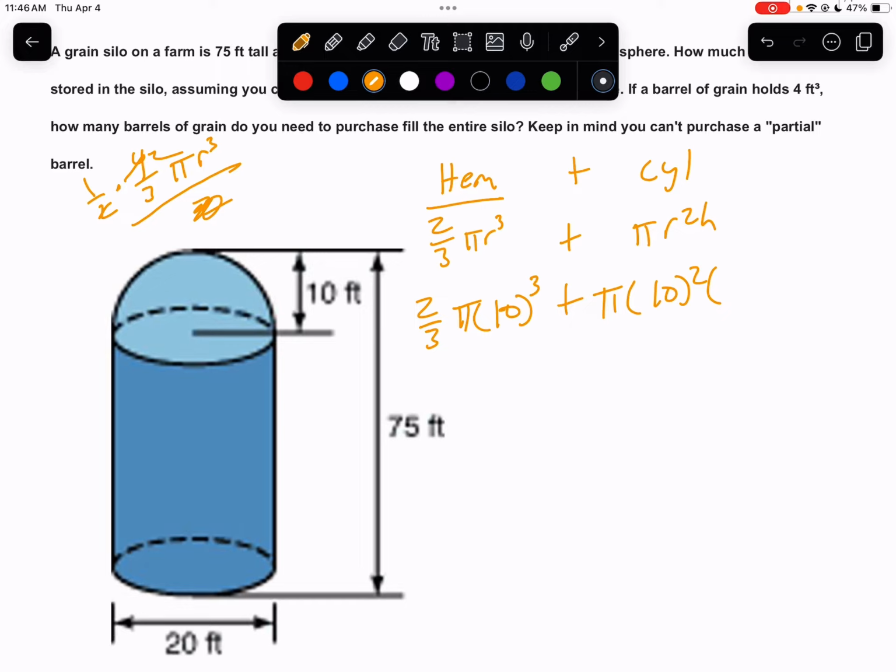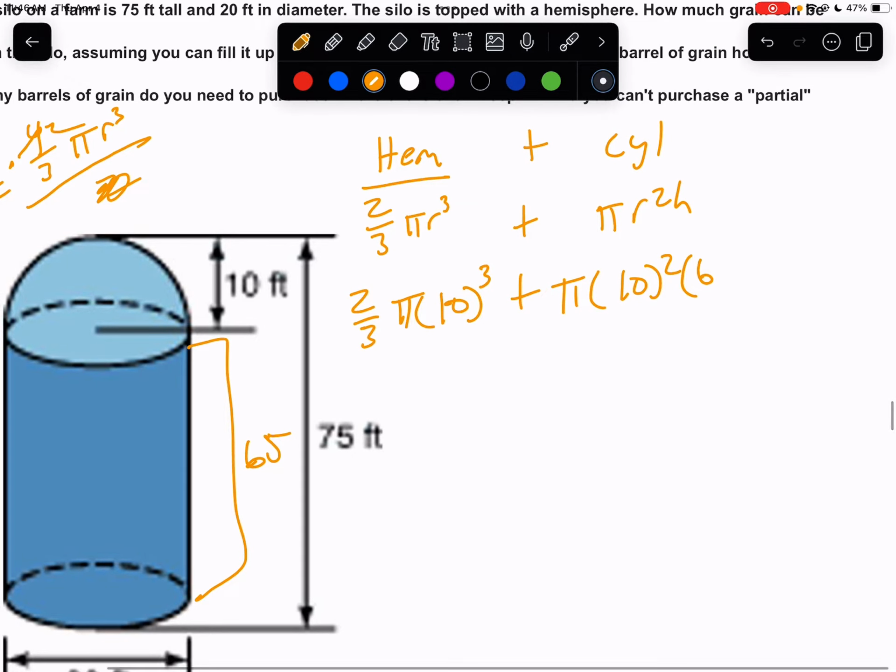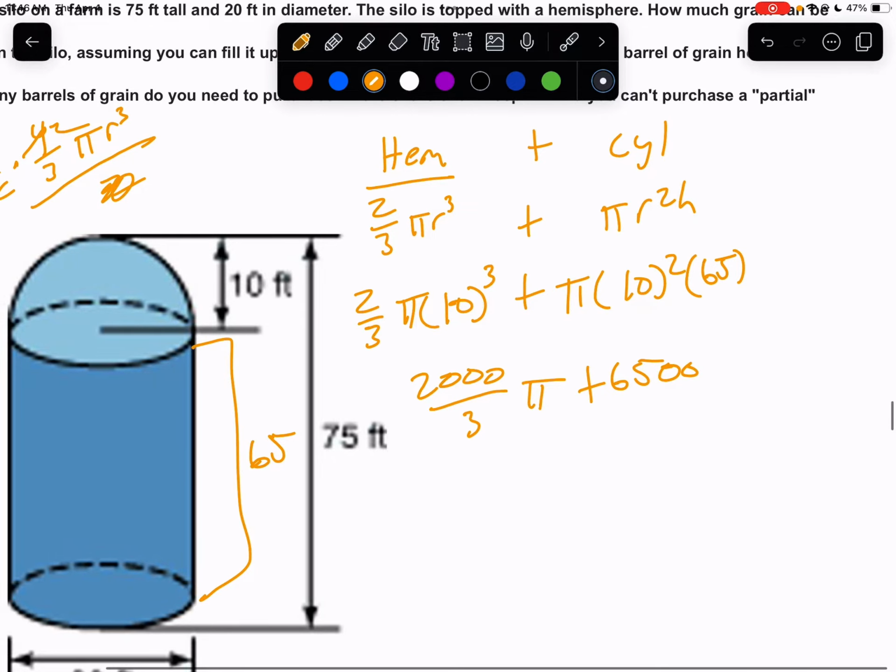Oh, what is the height? What is the actual height of the cylinder? That's going to clock in at 65. 75 is the whole thing. 10 is the hemisphere. We are left with 65 for the height of the cylinder. So 10 times 10 times 10 is 1,000. And so that's going to be 2,000 over 3 pi. 65 times 100 is going to be plus 6,500 pi.